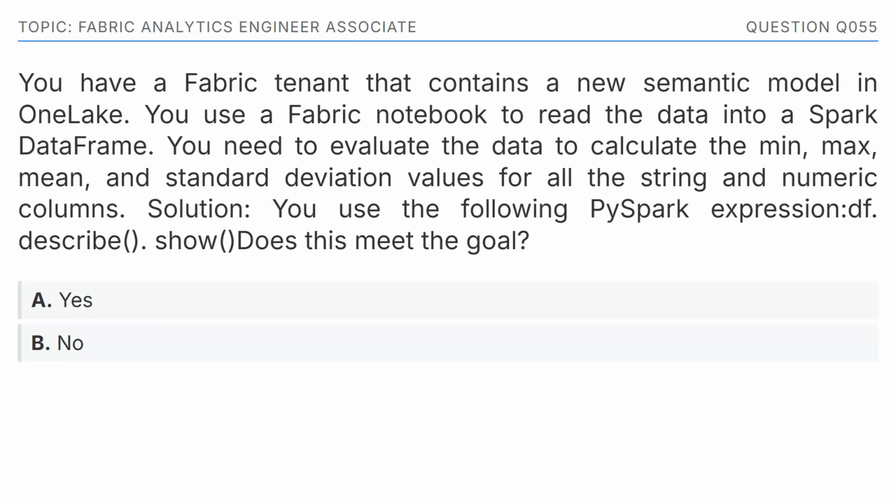You have a Fabric tenant that contains a new semantic model in OneLake. You use a Fabric notebook to read the data into a Spark data frame. You need to evaluate the data to calculate the min, max, mean, and standard deviation values for all the string and numeric columns. Solution: you use the following PySpark expression, df.describe.show. Does this meet the goal? The options are, option A, yes. Option B, no.